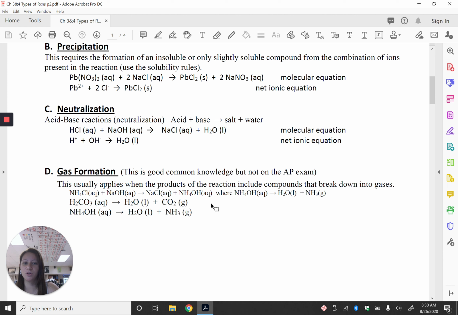And so if you have ammonium hydroxide, there's going to be an equilibrium. It's going to decompose back into water and ammonia. Same thing happens with ammonium hydroxide. It also happens with carbonic acid here. Carbonic acid is basically carbonated water. It's carbon dioxide dissolved in water. So that also decomposes. So this is good common knowledge, but you don't need to know about it for the AP exam.